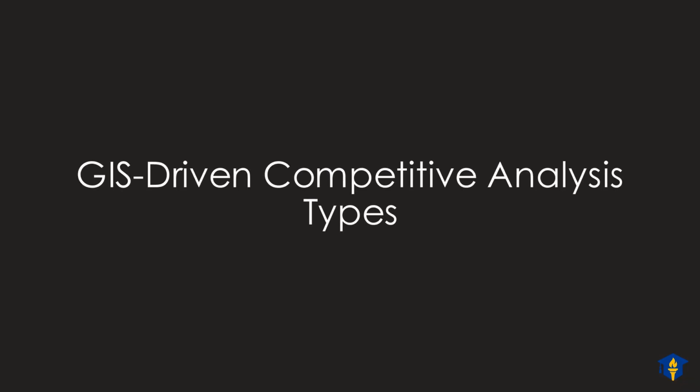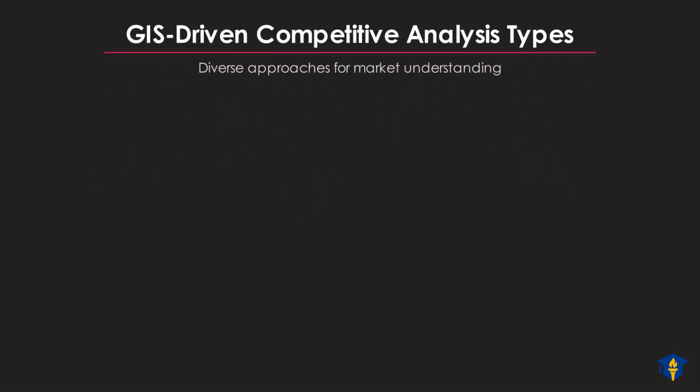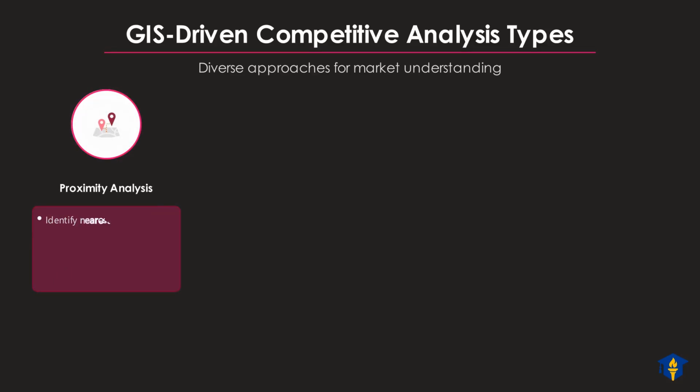Let us explore the various GIS-driven competitive analysis types available to us. These diverse approaches help us achieve a comprehensive market understanding. We begin with proximity analysis, a fundamental GIS technique. This analysis helps us identify the nearest competitors to our business locations. It also allows us to examine areas where trade areas might be overlapping.